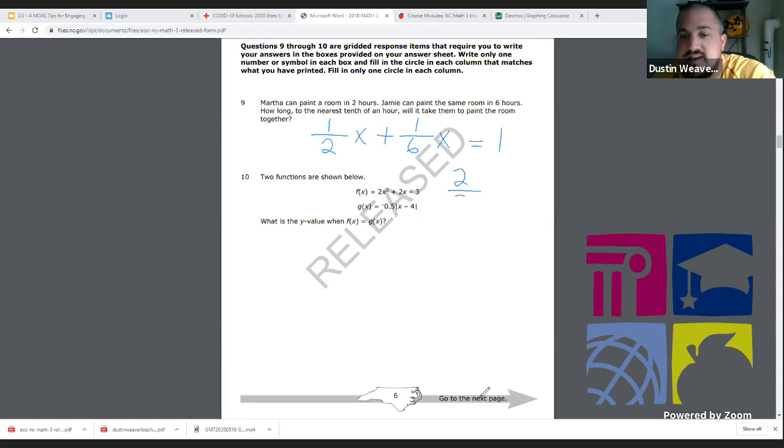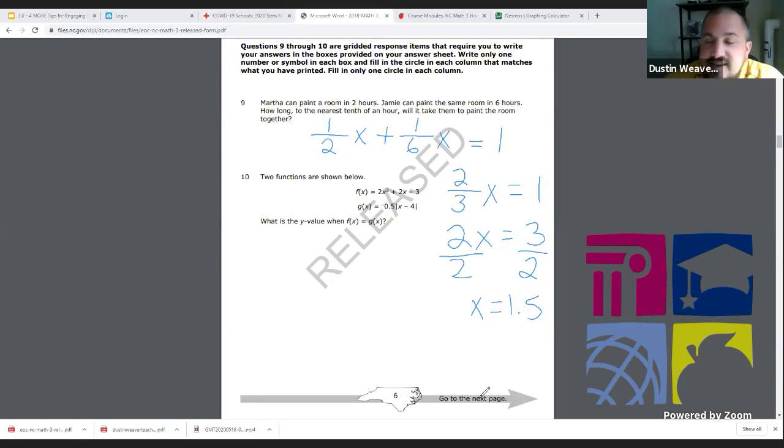So 2/3 x is equal to 1. Now if we want to solve for x, obviously, if we have 2/3, we can multiply by 3 on both sides. So we get 2x equals 3. Then we can divide by 2, so x equals 1.5 hours. It says to the nearest tenth, that would be 1 decimal place, and that's all you have here. So if Martha can paint the room in 2 hours and Jamie can paint the room in 6 hours, together it will take them 1.5 hours.